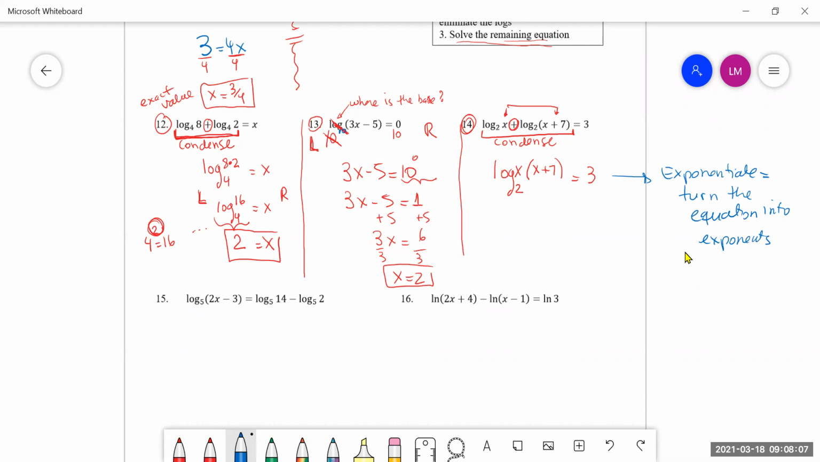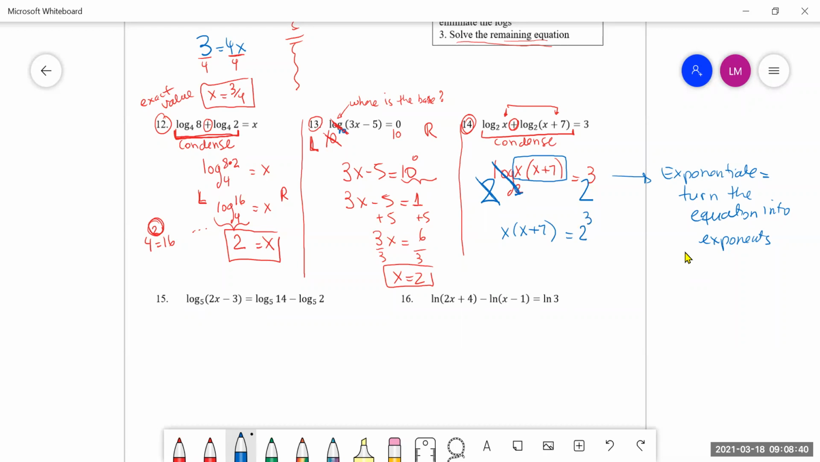Okay, I'm going to exponentiate both sides, which means I'm going to turn my equation into exponents. But I have to use the correct base, which is base 2. So 2 became the base. Now my equation became the exponents. So the 2 and the log base 2 will undo each other. And I'm going to have this expression of x times x plus 7 equals 2 cubed.